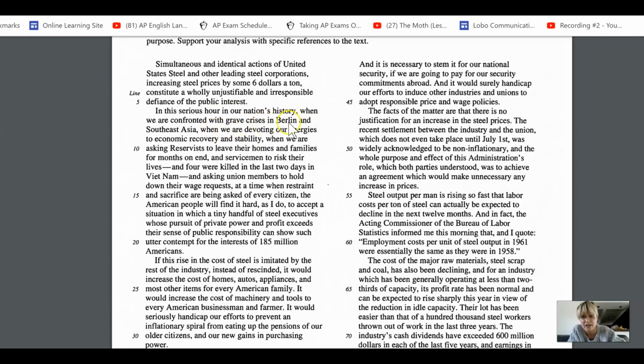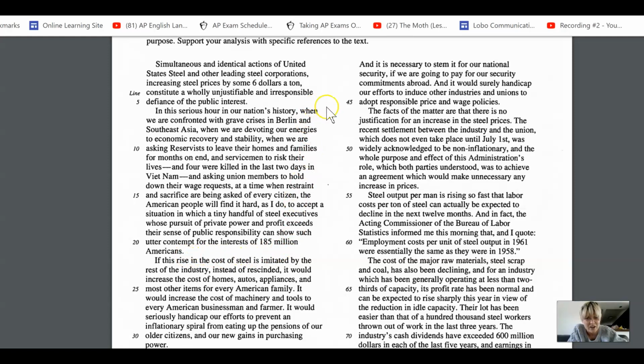He says, "this grave crisis in Berlin and Southeast Asia, when we are devoting our energies to economic recovery and stability, when we are asking reservists to leave their homes and families for months on end, and servicemen to risk their lives, and 4 were killed in the last 2 days in Vietnam, and asking union members to hold down their wage requests at a time when restraint and sacrifice are being asked of every citizen, the American people will find it hard, as I do, to accept a situation in which a tiny handful of steel executives whose pursuit of private power and profit exceeds their sense of public responsibility can show such utter contempt for the interests of 185 million Americans." So what do we notice?